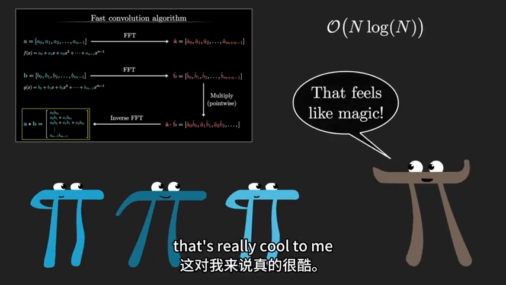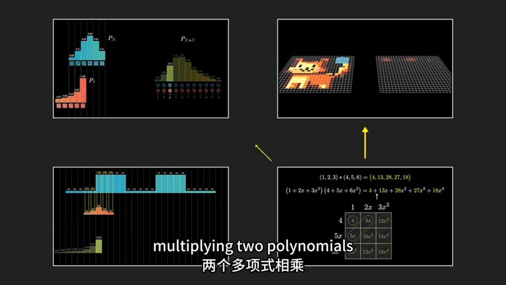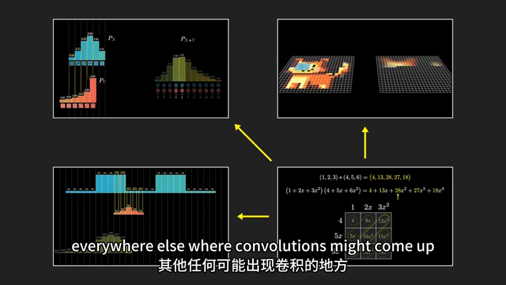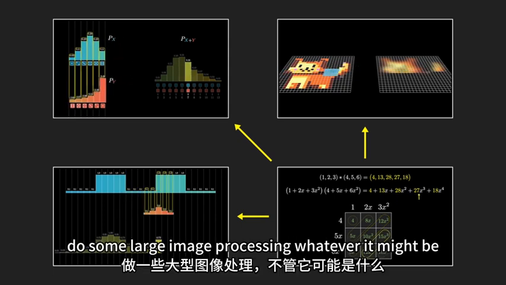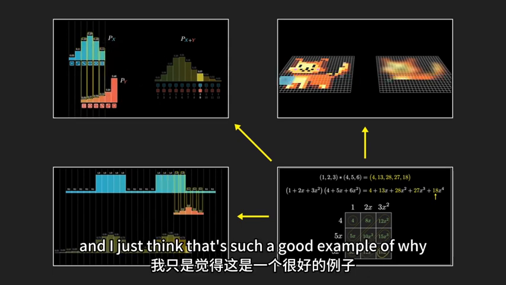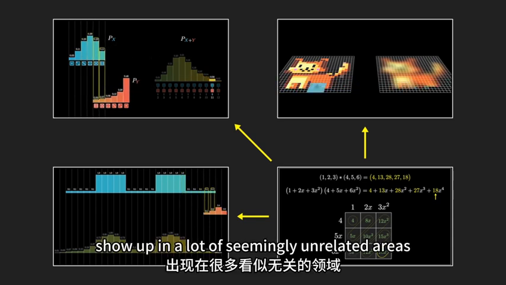That's really cool to me. This very specific context where convolutions show up, multiplying two polynomials, opens the doors for an algorithm that's relevant everywhere else where convolutions might come up. If you want to add probability distributions, do some large image processing, whatever it might be. And I just think that's such a good example of why you should be excited when you see some operation or concept in math show up in a lot of seemingly unrelated areas.